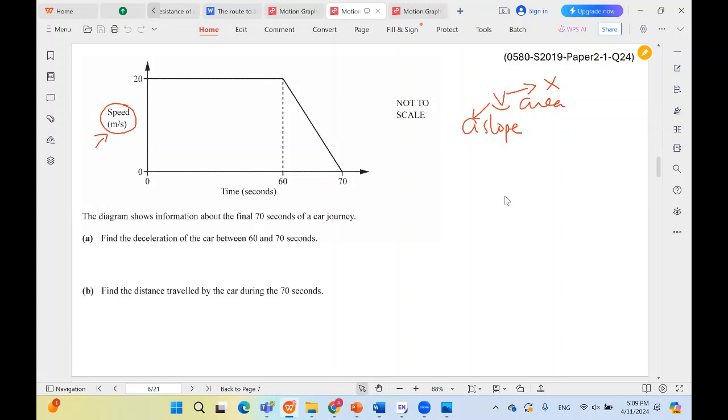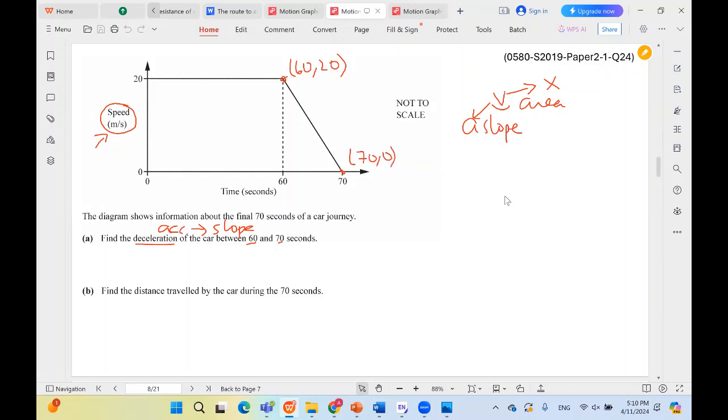Now, the deceleration is the negative of acceleration. So acceleration comes from slope or gradient. And we want this between 60 and 70. So we're going to look at the two points corresponding to 60 and 70, so this point here and this point. The first point has coordinates 60 and 20. The second point has coordinates 70 and 0.